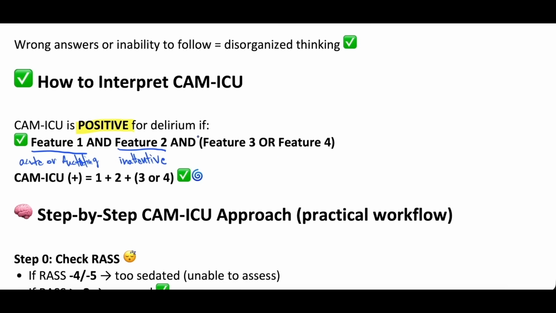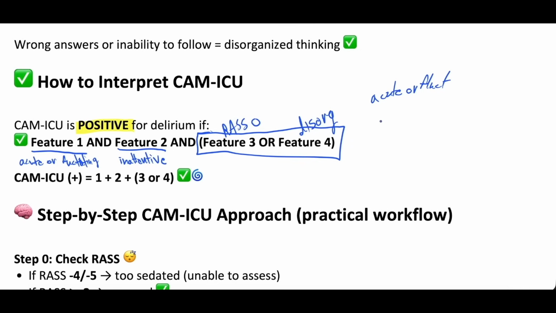And then they need to have either feature 3 or feature 4, right? Feature 4 was they're disorganized, and feature 3 was that their RASS is not 0, right? They're anything other than calm, relaxed, interactive. So the CAM ICU is positive if they have acute onset of altered mental status or fluctuating, and they have inattention, and they have either a RASS of anything other than 0, or, I know this is a lot of words that are confusing, they're disorganized in their thought. Hopefully that makes sense.